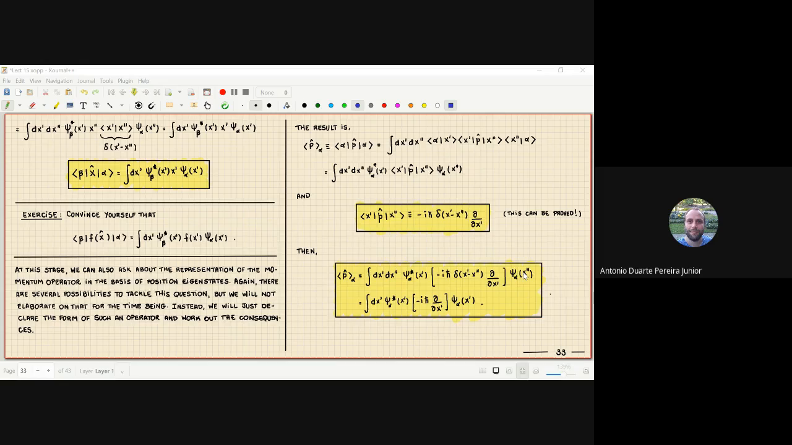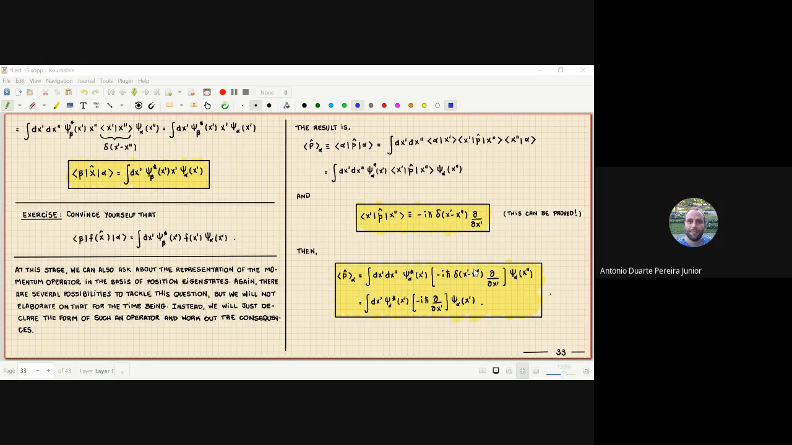It turns out that the position operator in the position basis is just a multiplication by a number. But the momentum operator is a derivative, so you have to obey the rules. And again, I can use the property of the delta function. So I can integrate over dx double prime, which kills the second integral, and every x double prime becomes an x prime. And in the end, I have this expression here.